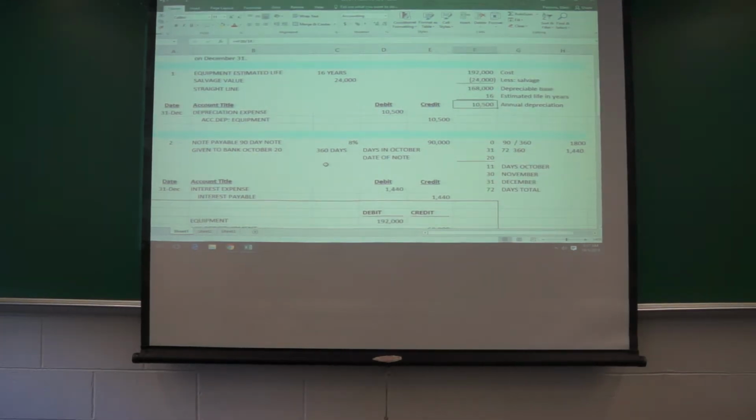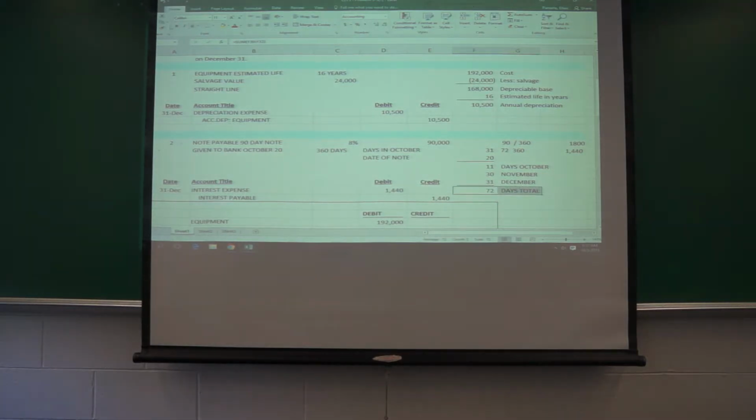The note payable, this one was a little bit tricky because the days in October would be 31 days in October minus the date of the note gives you 11 days in October. 30 in November, 31 in December, for a total days that you have to accrue the interest on of 72. And we use 72/360s. So that comes out to 1,440 that you have to be doing your interest expense and interest payable.